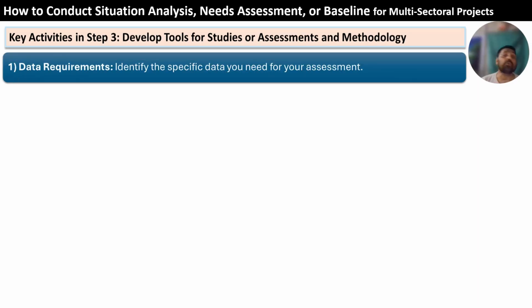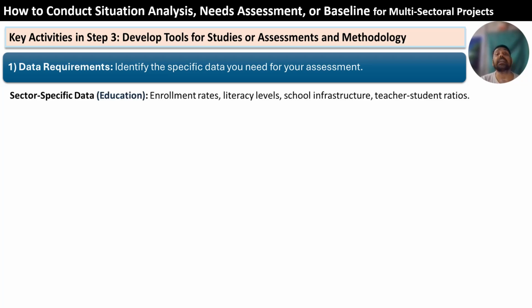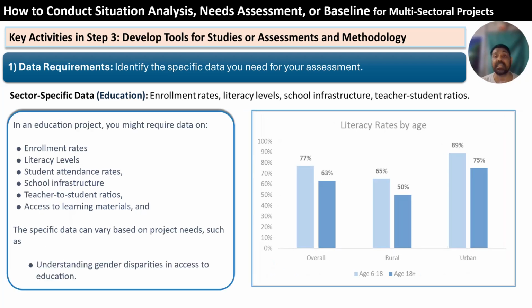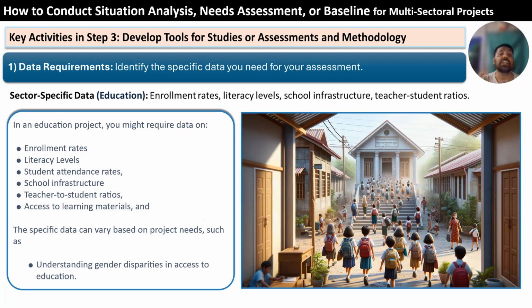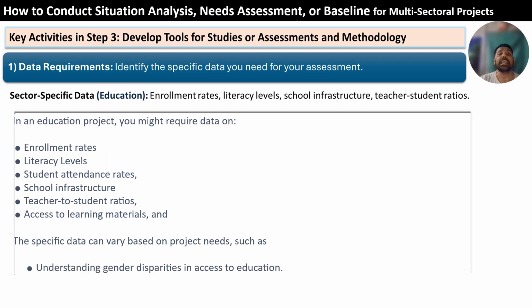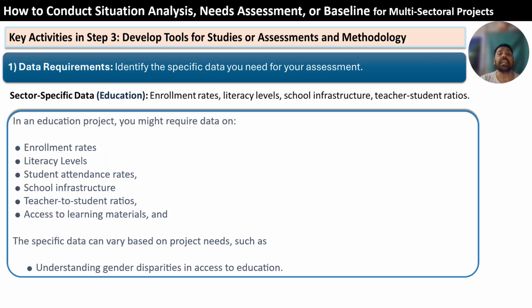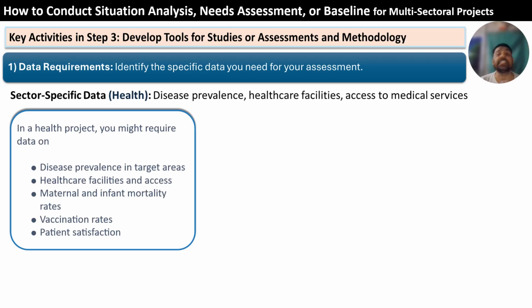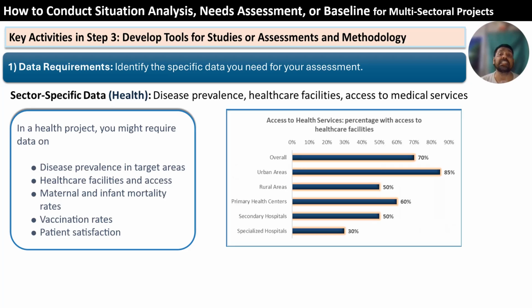Data requirement. We will need to identify the specific data you need for your assessment. Sector specific data, like in education, we will need data related to enrollments, literacy levels, school infrastructure, teacher student ratio. In health, we will need data points related to disease prevalence, healthcare facilities, access to medical services.